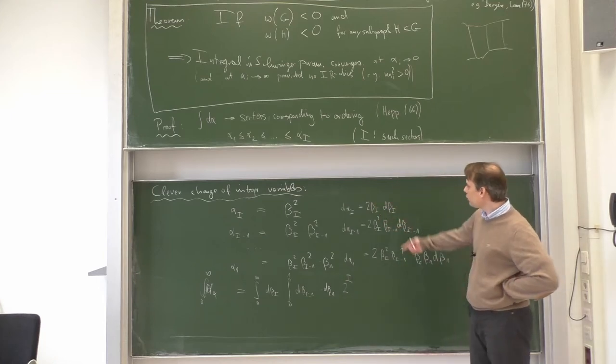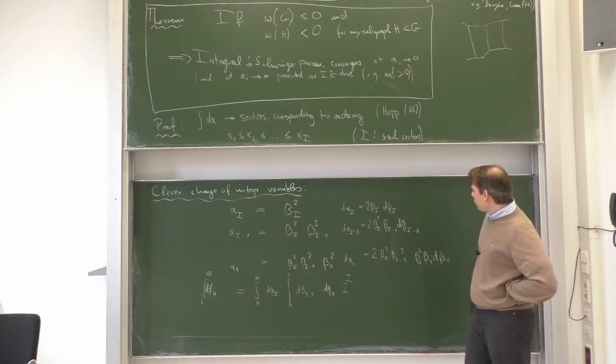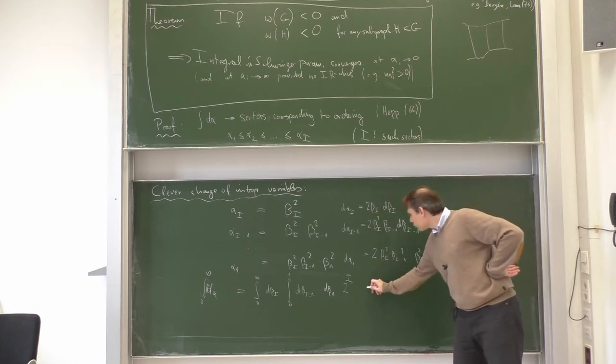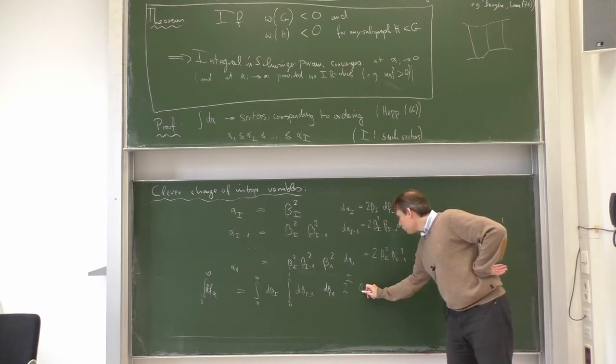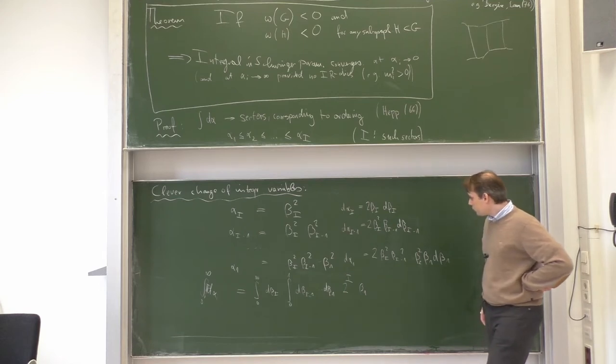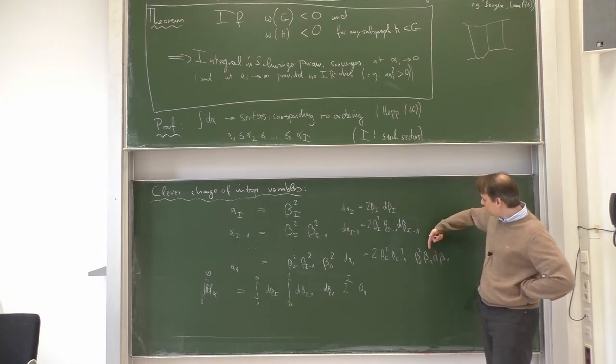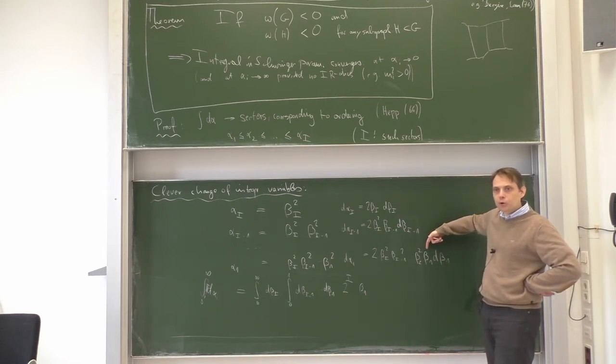For each internal line, we get a factor 2. Then how many factors of beta 1 do we get? Let's start with beta 1. Where is beta 1 here? Beta 1 appears only at the very last moment, so beta 1 appears to the power 1.